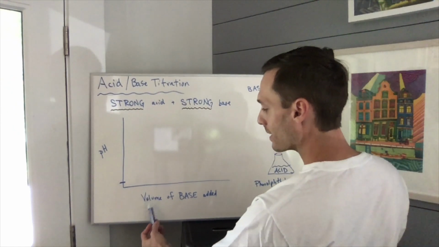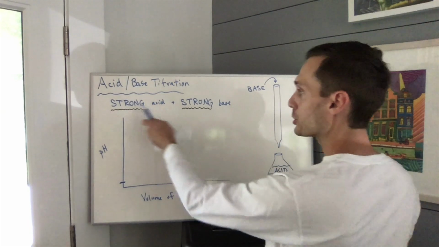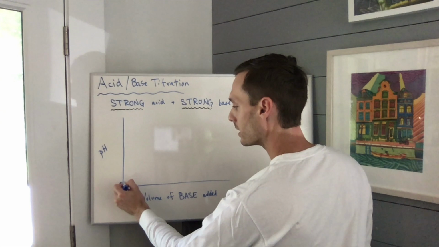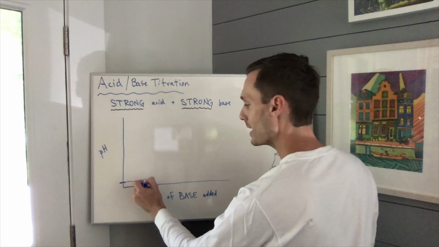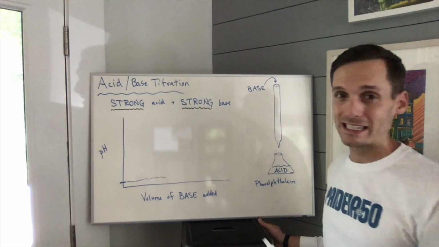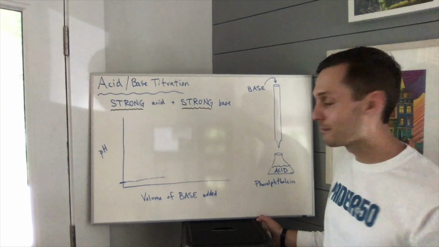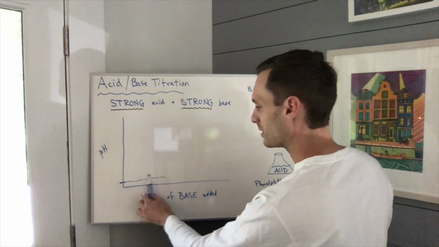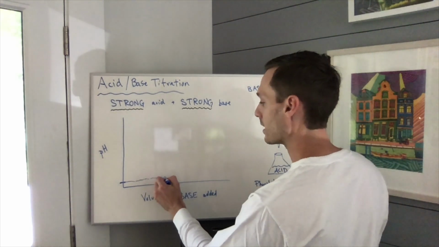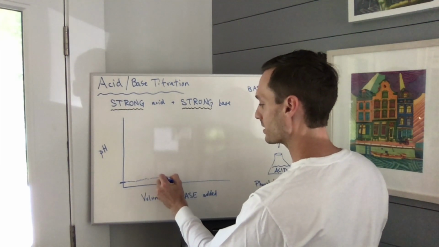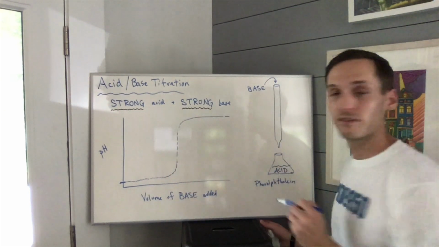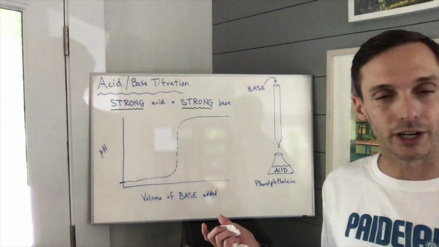But as we add volume of base, if we have a strong acid and a strong base, what's going to happen is the pH is really not going to change much at the beginning. You're going to start adding base. It's not really going to change the pH all that much. It'll start to increase just a little bit because we're adding base, but it actually stays relatively constant. And then all of a sudden, it's going to shoot up and then level off. And this is what's called a titration curve.